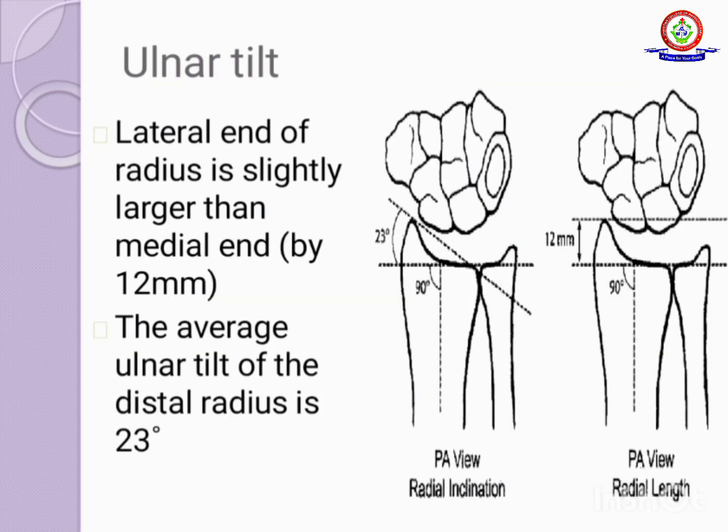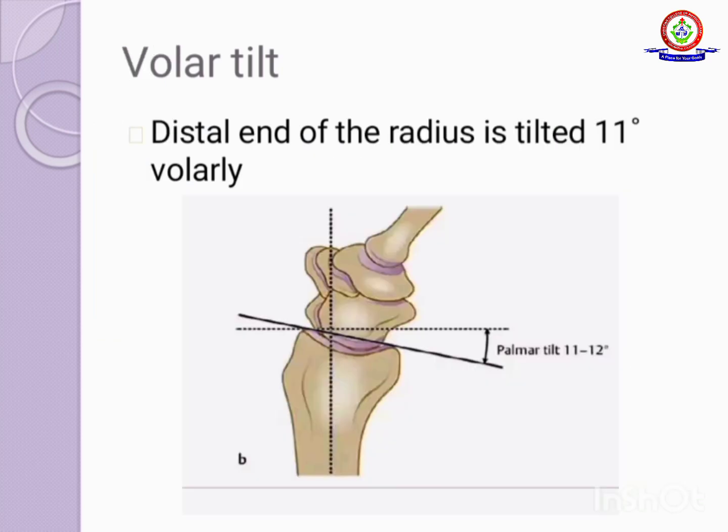Ulnar tilt. The lateral end of the radius is slightly larger than the medial end. The average ulnar tilt of the radius is 23 degrees. Palmar tilt. The distal end of the radius is tilted 11 degrees volarly.